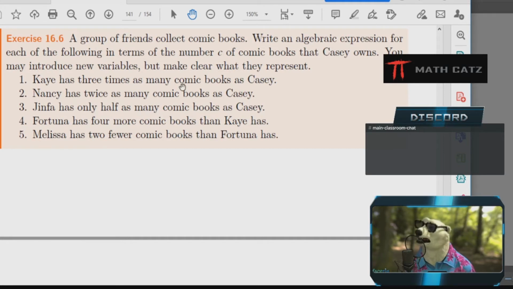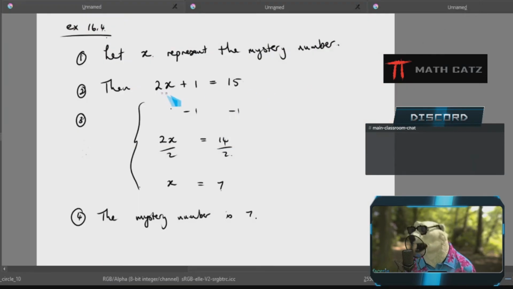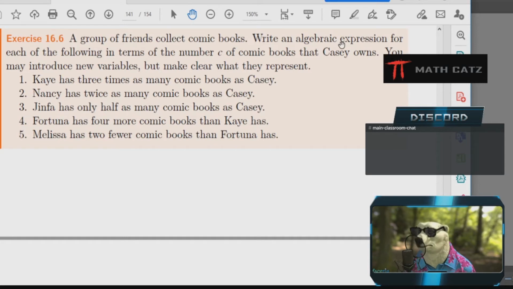A group of friends collect comic books. We call one side, when we don't have a full equation, we just have this maybe, an algebraic expression. Algebraic because it has this variable in it. Expression or phrase because it's not a full sentence, right? It's not grammatically complete. It's just a little snippet of it. Algebraic expression. So that means it won't be an equation.